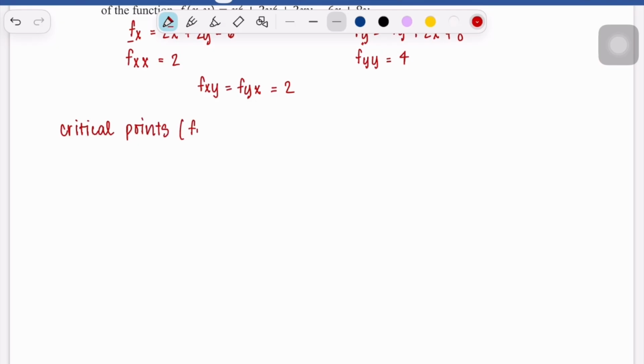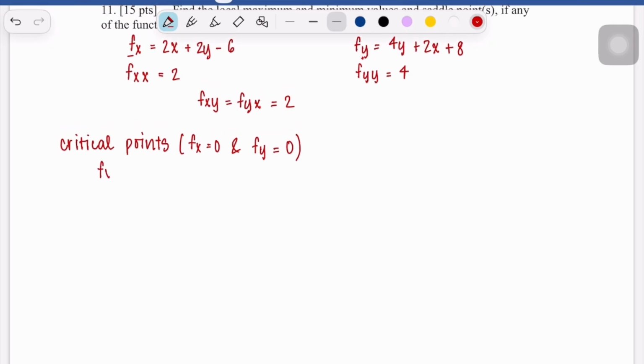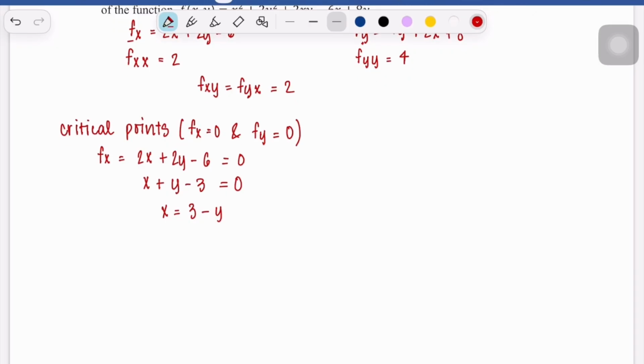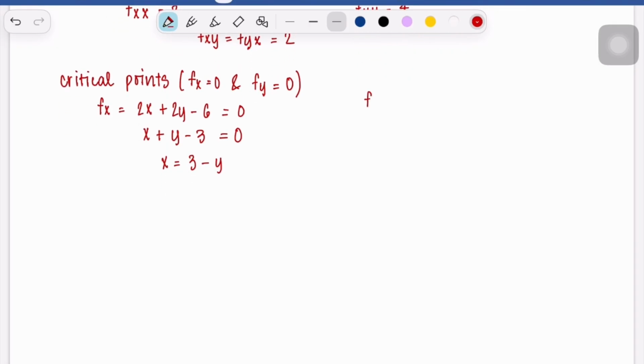So at our critical points, f_x equals 0 and f_y equals 0. So we can factor out the 2, and that's just going to be x plus y minus 3 equals 0. Now I'll just take this in the form of x, so that we can substitute for x later, and x becomes 3 minus y.